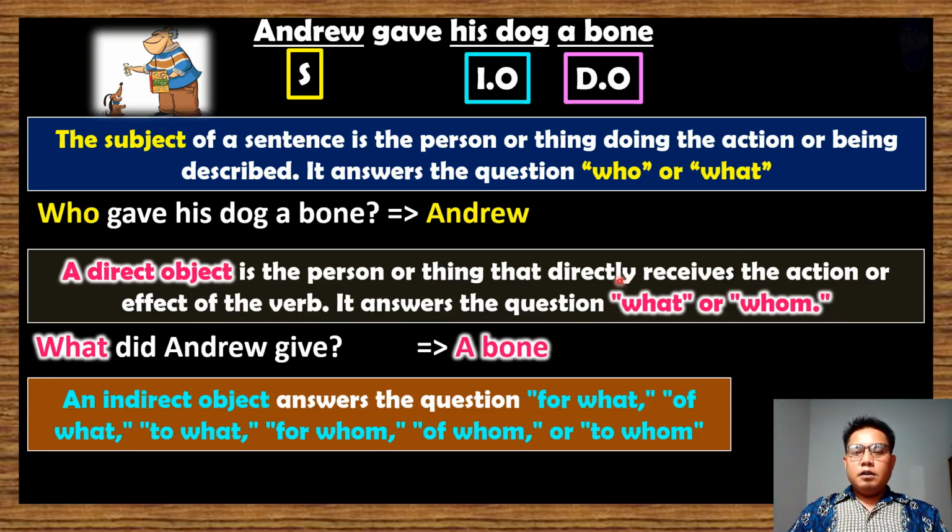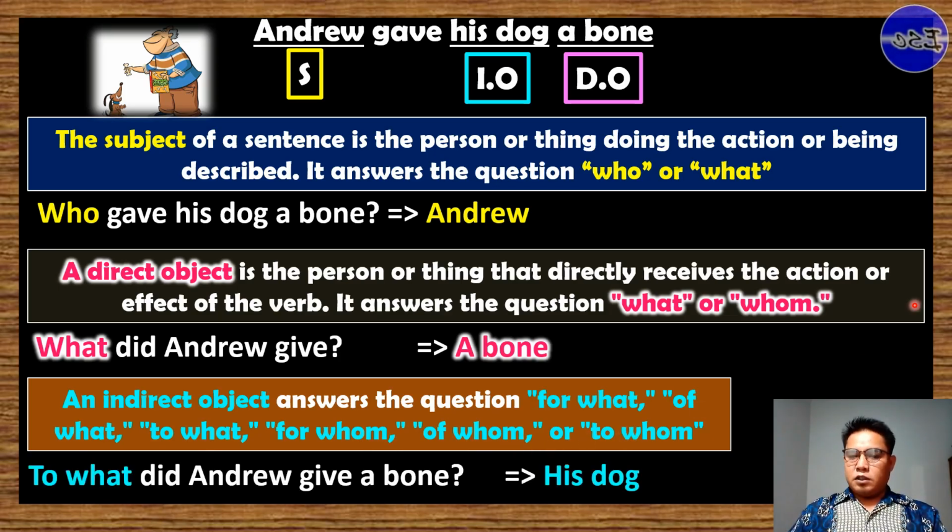And to find the indirect object, we can ask questions, for example, for what, of what, to what, for whom, of whom, or to whom. For example, we ask a question, to what did Andrew give a bone? The answer is to his dog. So his dog here is the indirect object. Okay, let's have another example.